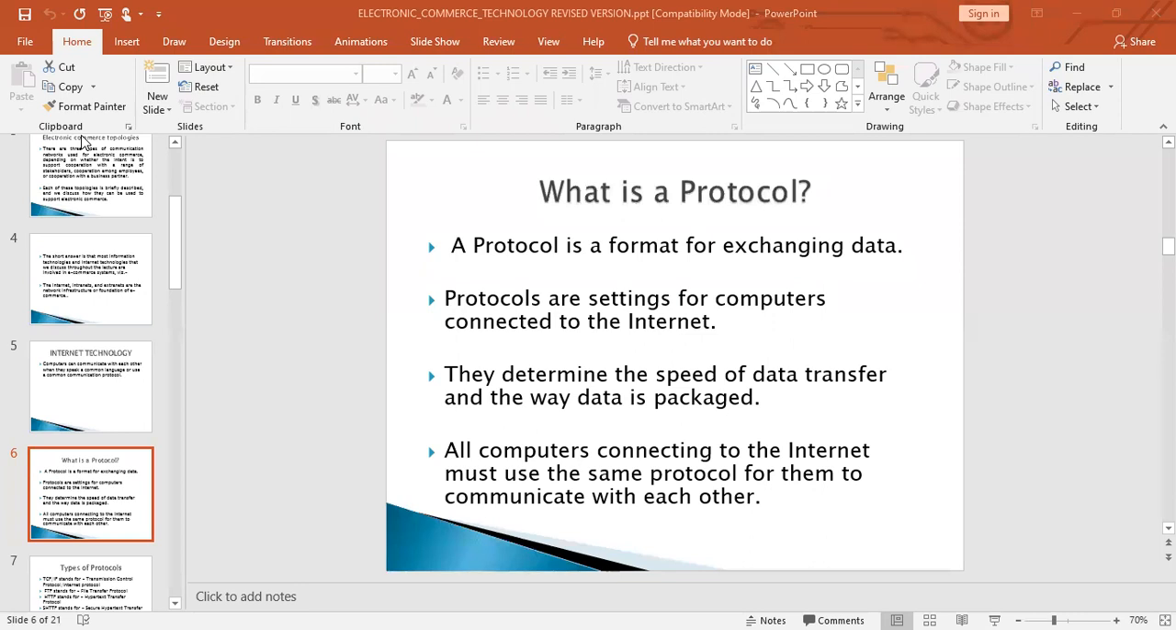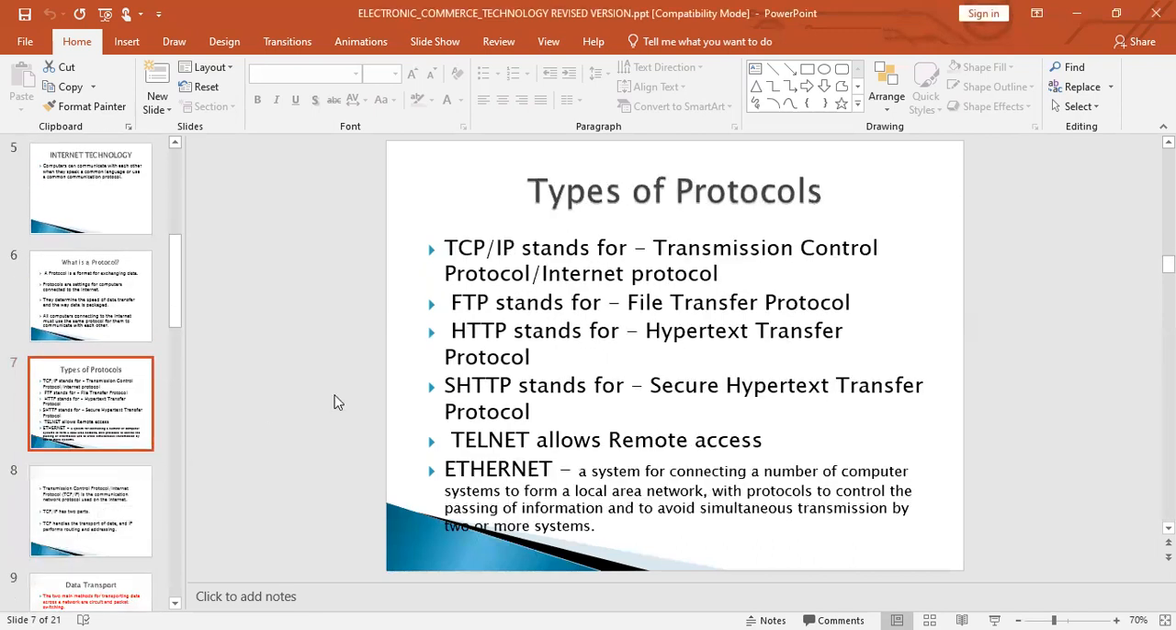Now, all the computers that we know of, which are connected to the internet, all use the same protocol. Because if they don't use the same protocol, there's no way there can be an exchange of data among them. So they all speak the same language, which happens to be the communication protocol. Now, there are many types of protocols.